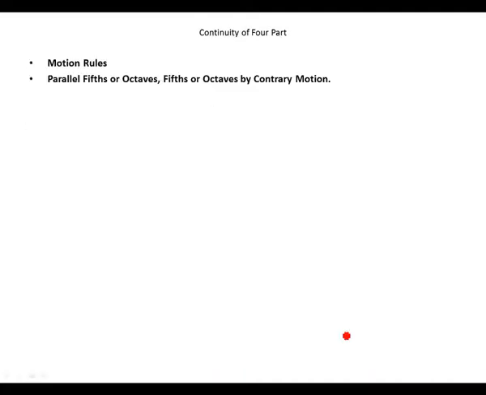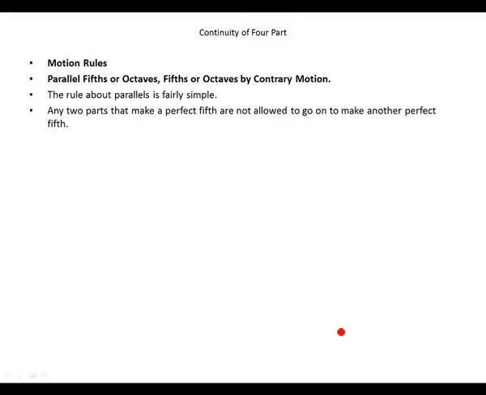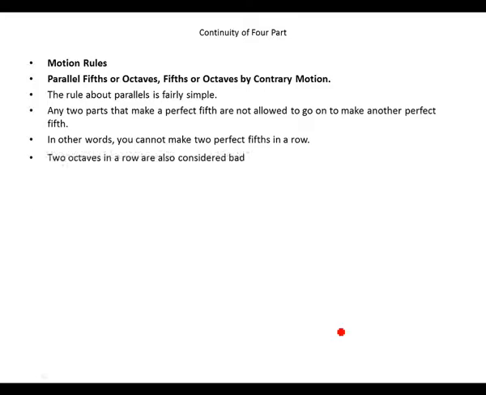Motion rules. Parallel fifths or octaves, fifths or octaves by contrary motion. The rule about parallels is very simple. Any two parts that make a perfect fifth are not allowed to go on to make another perfect fifth. In other words, you cannot make two perfect fifths in a row. Two octaves in a row are also considered bad.